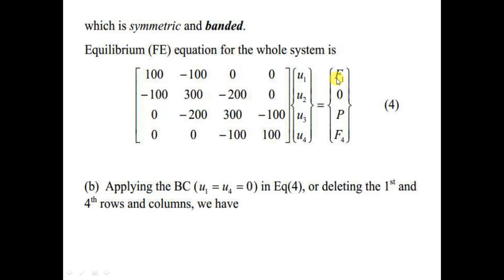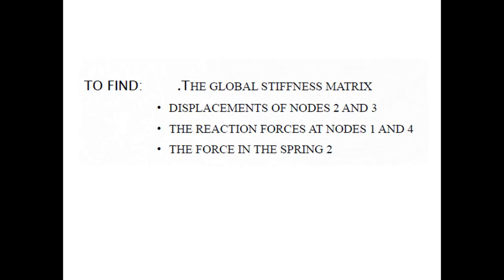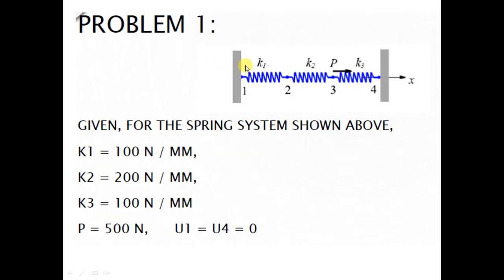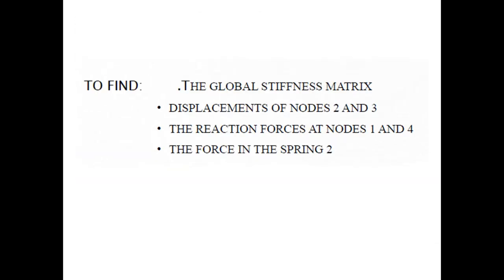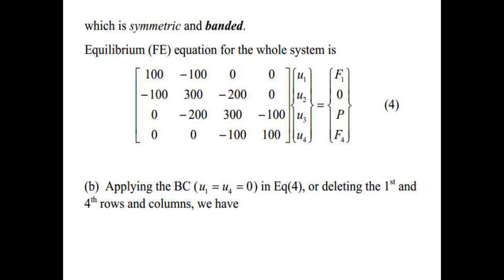After that there will be a force matrix, the global load vector. Now if you consider node 1, you can refer to this diagram. At node 1 there will be a reaction, because it is a fixed support, so we have to calculate the reaction force and write F1 there. There is zero load acting on node number 2, so there will be 0. At node number 3 P is acting, and at node number 4 there is F4, because we have to calculate the reaction here also.